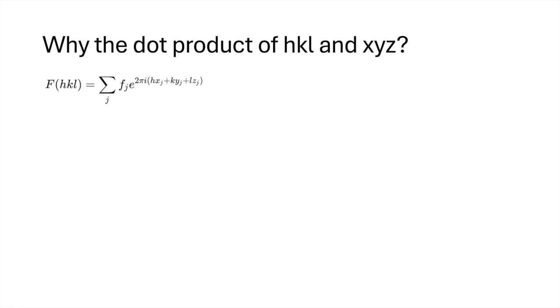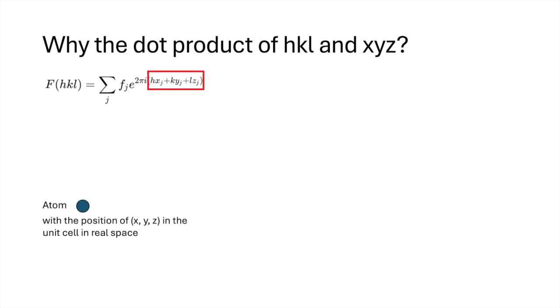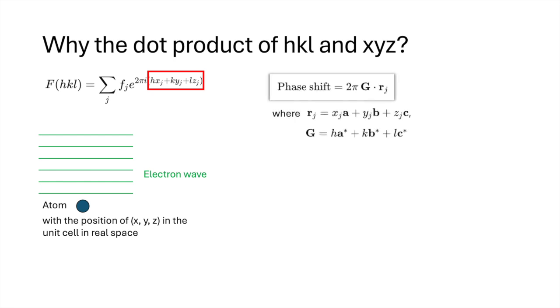Okay, the second question, why the dot product between HKL and XYZ? Let's imagine we have an atom and its position in the unit cell is x, y, and z. And this happens in real space. We have the incoming electron beam, which is described as a wave. The phase shift can be expressed as 2 pi g dot r. We'll have a closer look at r and g.